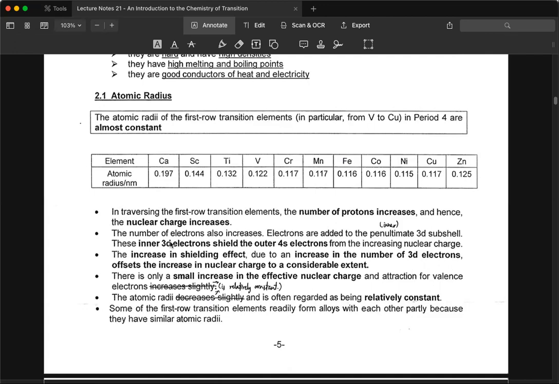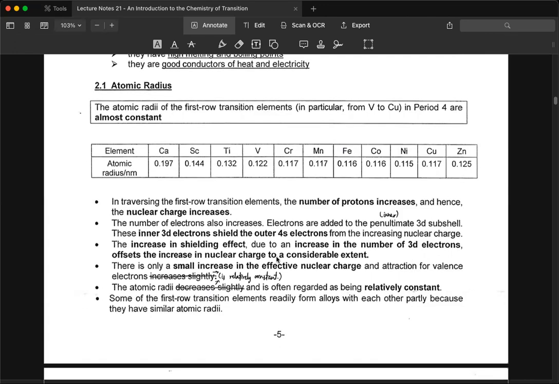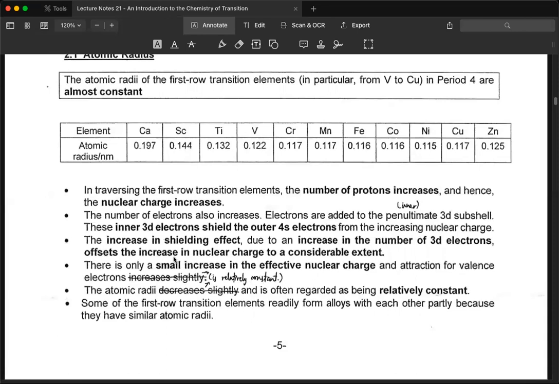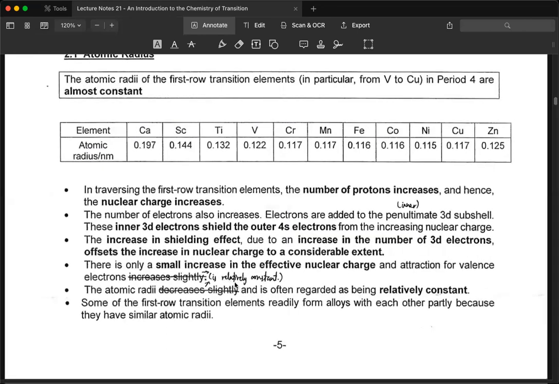To a certain extent. So why do I mention considerable extent? Meaning it can offset a bit, but not a lot. So there will still be a small increase in the effective nuclear charge, and the attraction for valence electrons remains relatively constant. And the atomic radii will be relatively constant, often regarded as constant. So some of the first row transition metals readily form alloys with each other, partly because they have similar atomic radii. All right, so they can mix more easily.